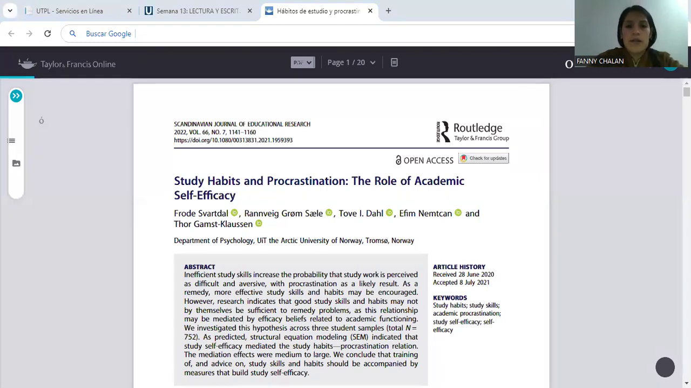The first part of a magazine article is the title. This is the main page of the article. It must be precise and clear, capturing the essence of the study. As you can see, the title of this article is Study Habits and Procrastination and the Role of Academic Self-Efficacy in Academic Procrastination.